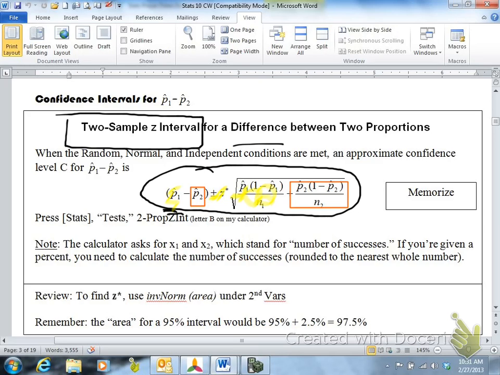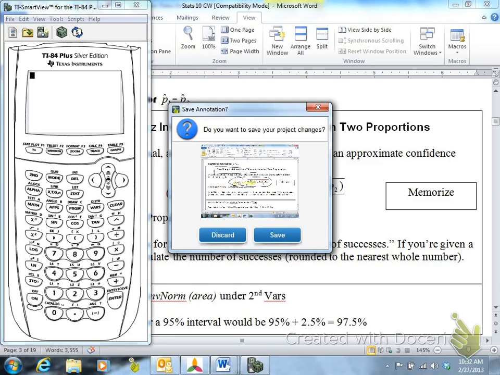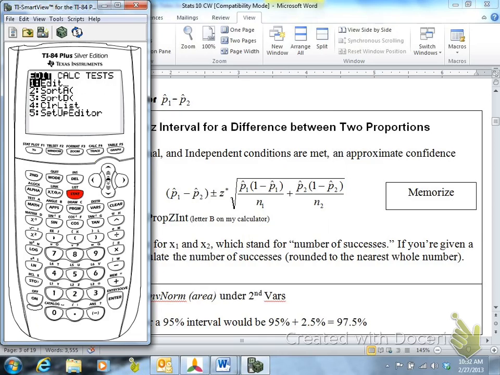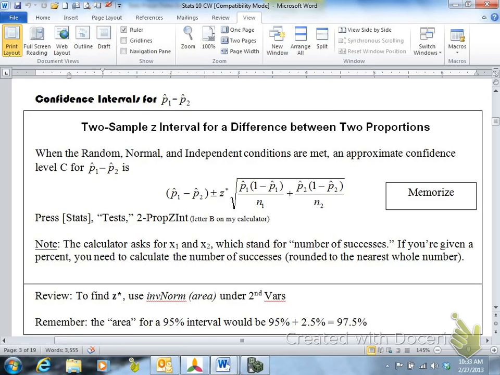On the calculator, I'll show you where it is. On the calculator, it would be under Stat, over to Tests, and we have their proportion, so it's a prop, not 2samp, but 2prop. The 2samp ones are for later. This one right here, 2PropZInt. So two proportions, it's z for proportions, and it's an interval, for int. So that's what we're going to be using when the time comes. And it's letter B on my calculator.